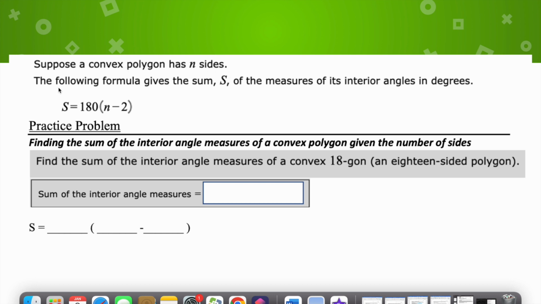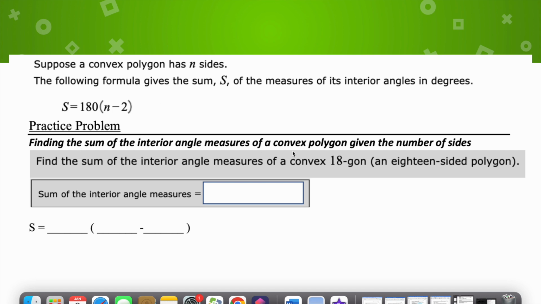And when we're saying it has n sides, the formula gives us the sum, which is S, of the measure of all of its interior angles in degrees. So S, which is, remember, the interior sum, is equal to 180 times n minus 2, and n is the number of sides. So if I know the number of sides, I can figure out what all of the angles add up to. This is not one of them, this is all of the angles, the interior angle sum.